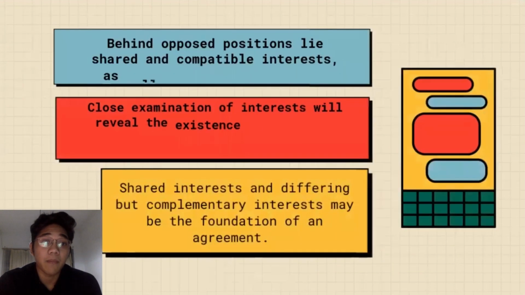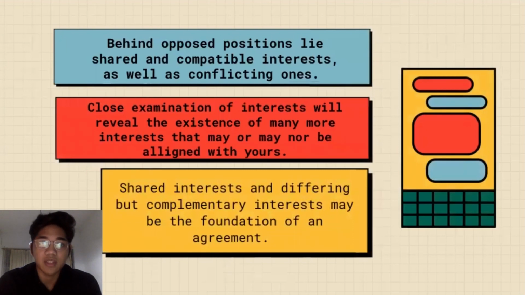By examining both your and the opposing party's actual interests, we may realize that there might be some interests that are aligned with each other, and some other ones that might actually be different. But by recognizing and being upfront about the similarities in interest, it may complement the other different interests and become the foundation of your agreement.